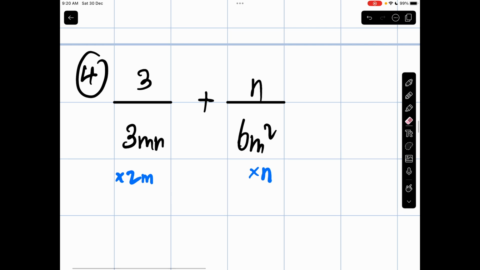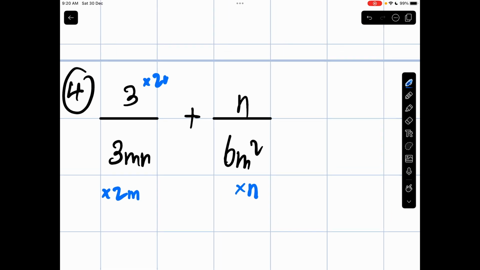And this is a very useful thing to do in exams if you're running out of time and you have to do a question faster. So when you multiply a denominator by a particular term, it's important for you to repeat the same thing for the numerator of that respective denominator. So 3 times 2m as well. Then over here we have n times n.